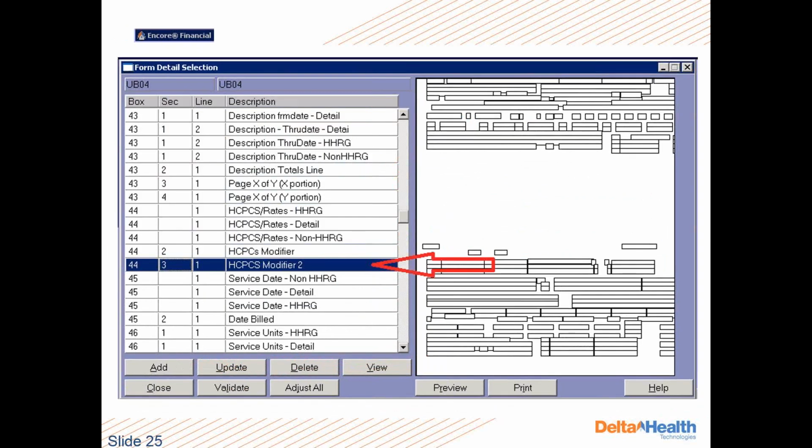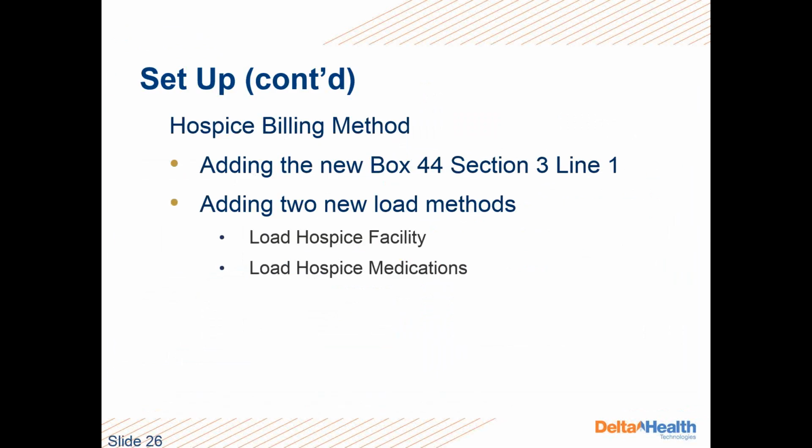This should return you to the form detail selection screen where you should see your Box 44, Section 3, Line 1 entry with the HCPCS modifier 2 description. Next, we're going to modify our hospice billing methods to add the Box 44, Section 3, Line 1, and to add 2 new load methods, one for load hospice facility and one that is load hospice medications.